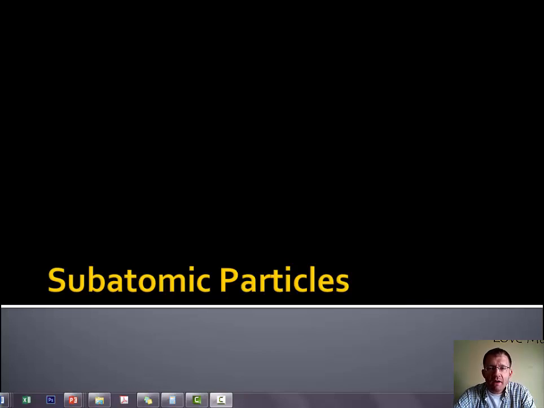Remember that Dalton thought that the atom was the smallest particle, as did a lot of people of his day and before him. But we now know that there are still smaller particles within the atom that contribute to the mass and the behavior of the atom of each element. And those particles are the subatomic particles. Now we're going to talk about the three main subatomic particles.